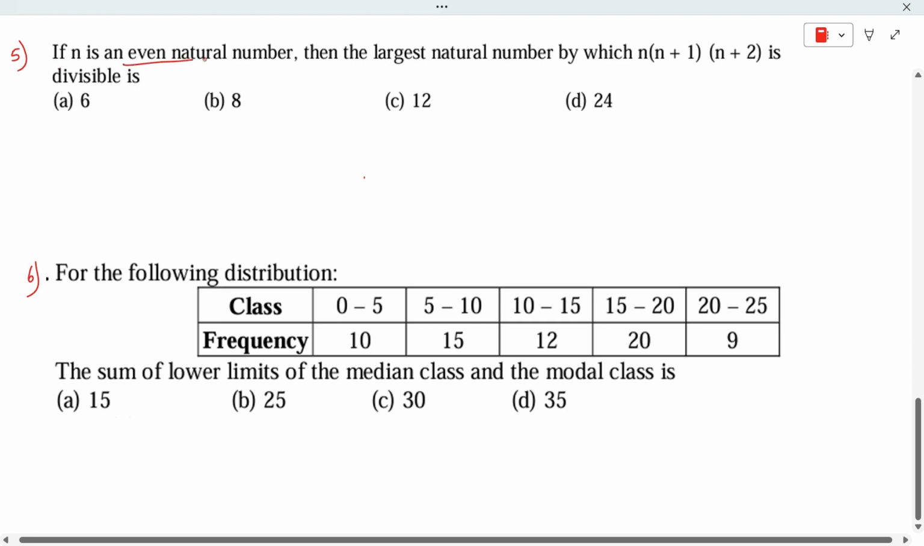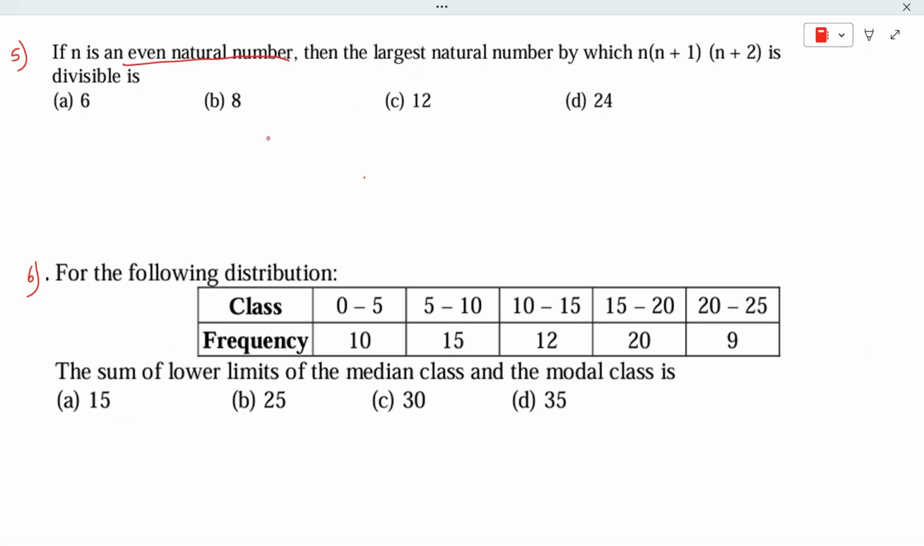If n is an even natural number, then the largest natural number by which n into n plus 1 into n plus 2 is divisible by. So I know if n is an even natural number, the smallest even natural number is 2. So I'm going to substitute the values. If I substitute the value, I will get the product of 2 times 3 times 4, which is going to be 24. So when I substitute the smallest even natural number, the number I'm getting is 24.